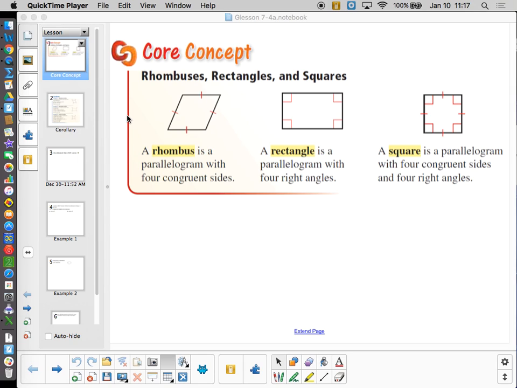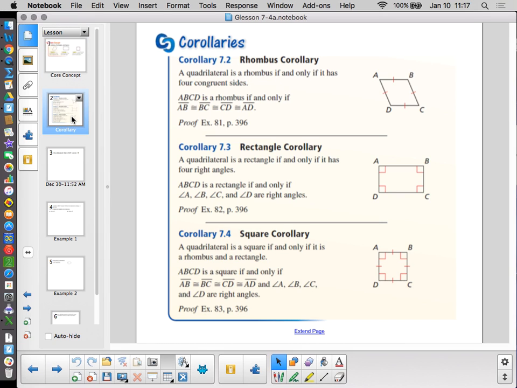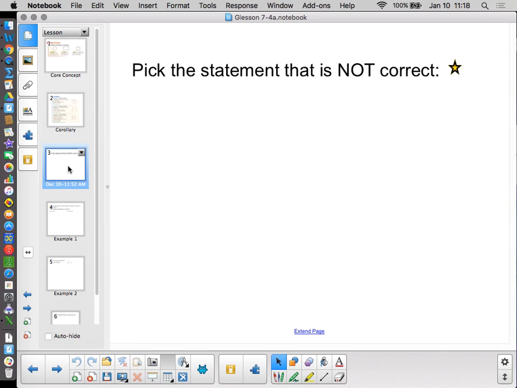And quite honestly, the only thing that should be new to you here maybe is the idea of a rhombus. Maybe you haven't seen that one before, all 4 sides congruent. Again, we've got these corollaries, the theorems that make these definitions true. So again, it's the same basic idea: a quadrilateral is a rhombus only if it has 4 congruent sides. A quadrilateral is a rectangle only if it has 4 right angles. And of course, a square if it's a rectangle and a rhombus. So I'm going to give you 4 statements. You tell me which one is not correct.